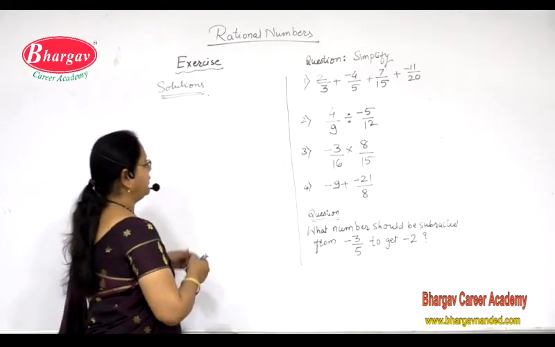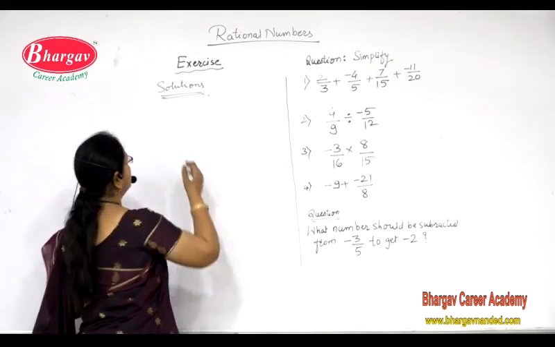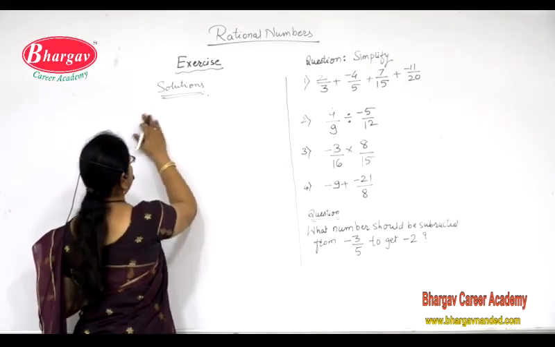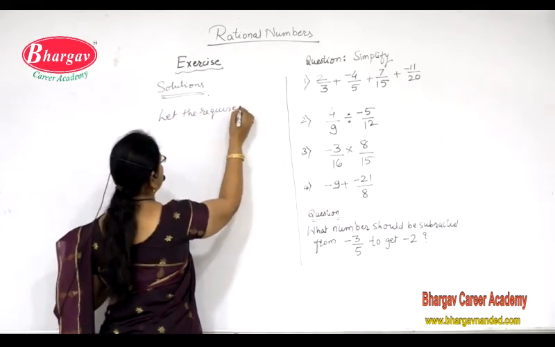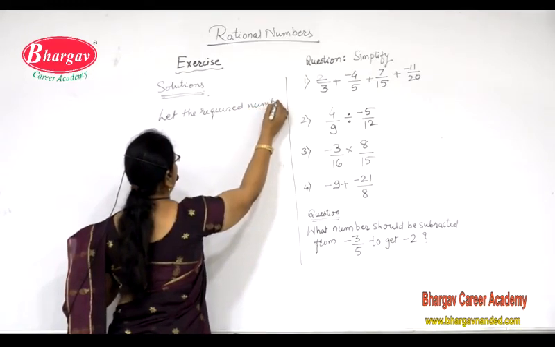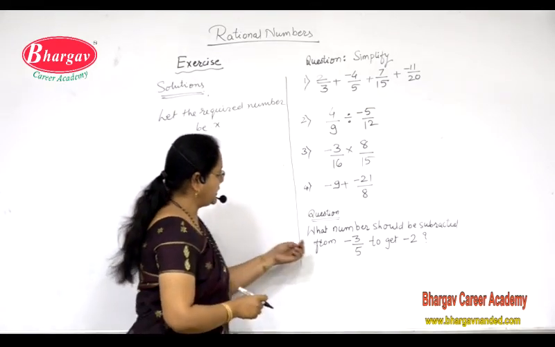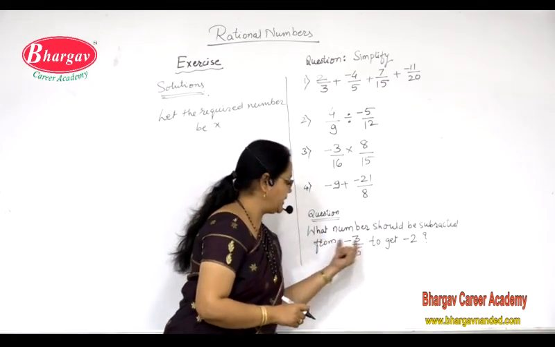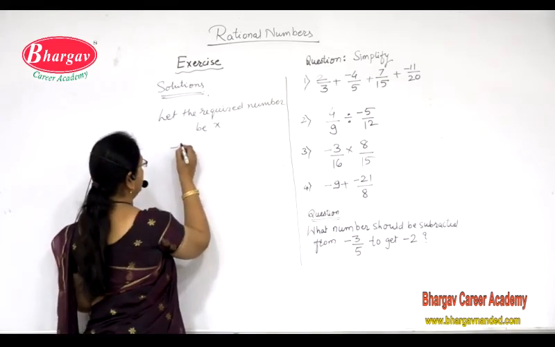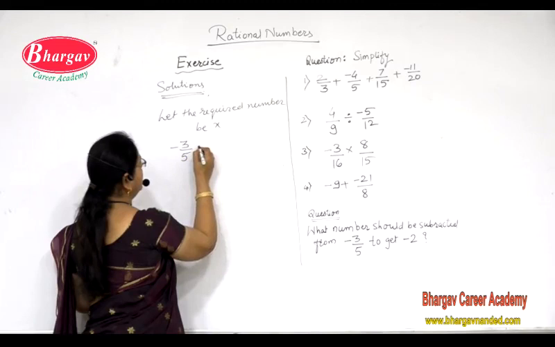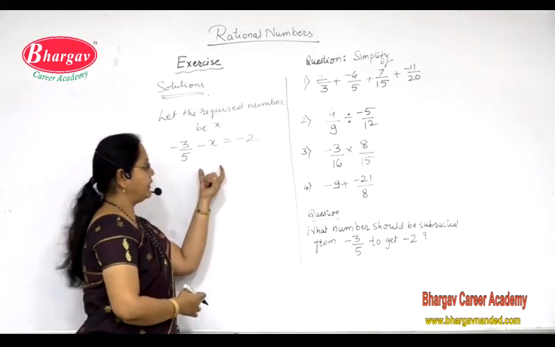All the time whenever we have to solve such word problems, we consider the required number as x. So we write it as solution. Let the required number be x. So what is given? x should be subtracted from minus 3 by 5. So minus 3 by 5 minus x is equal to minus 2. That we have to solve.